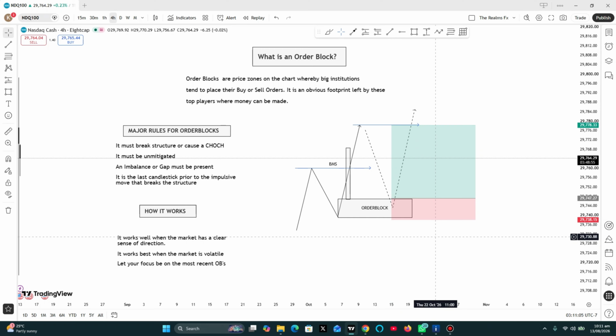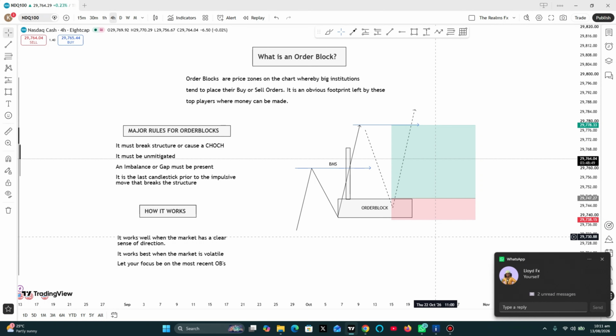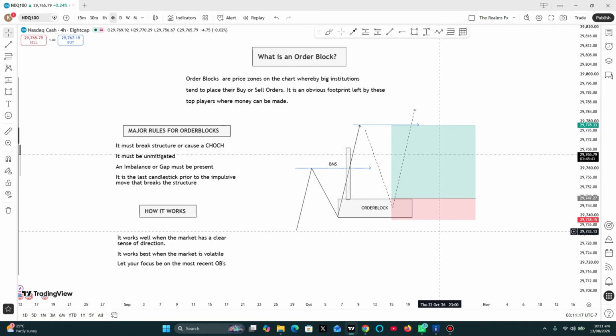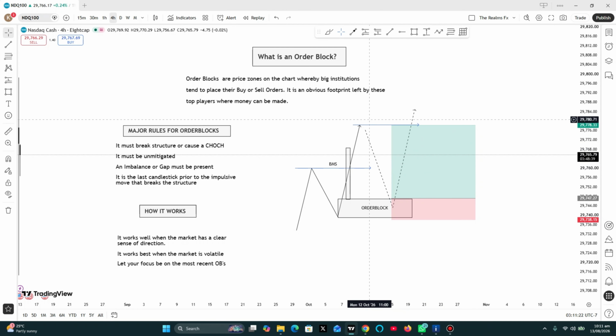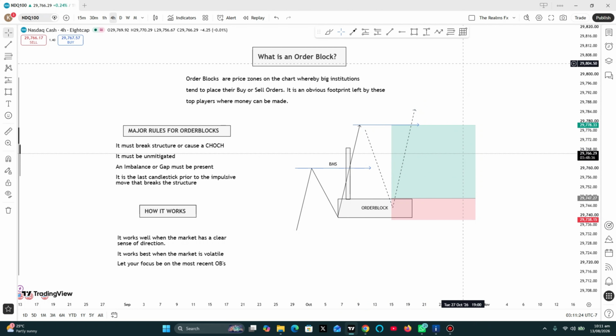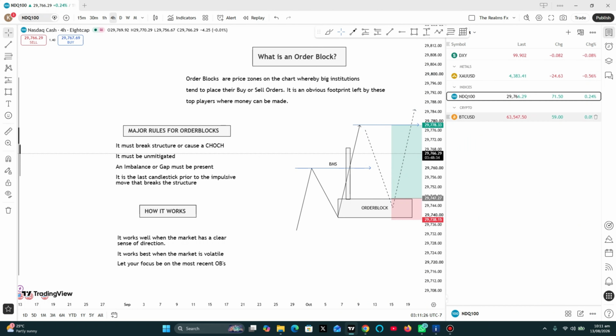Normally, when I'm doing analysis and plotting my order blocks, I tend to look at the H4, then I go to the 1 hour, and then I look for my BMSs, and I also look for my change of character. Do you understand? So I'll delve into the chart right now and give us some beautiful illustrations of whatever I'm talking about with regards to order blocks.